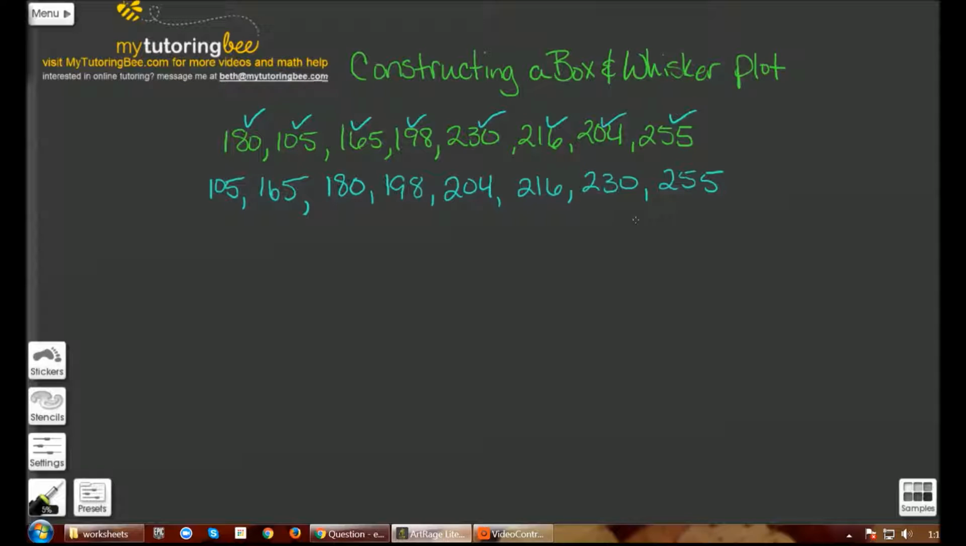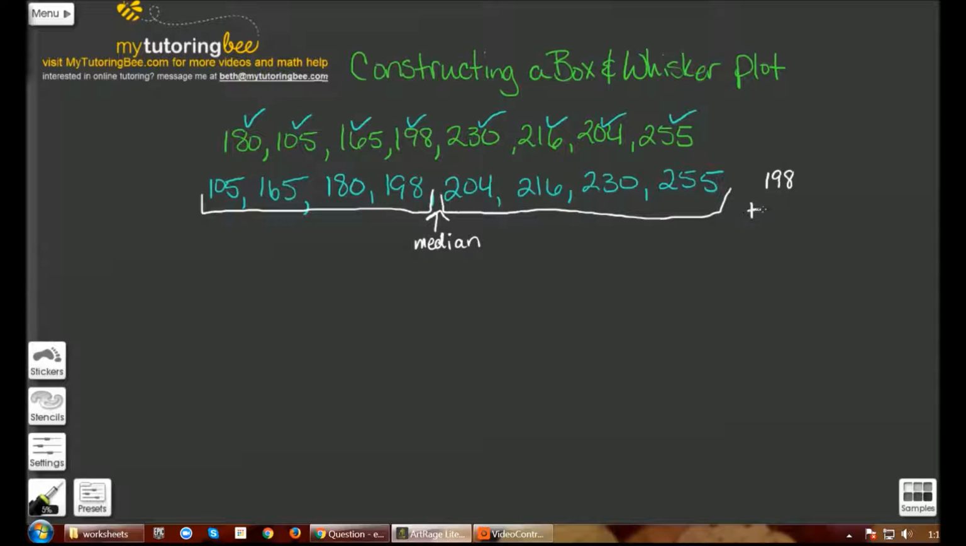Okay, so now the next step is to find the median, and the median is the number that is in between, in the very middle of all of our data points. So since I have 8 data points, that means I have 4 on one side and 4 on the other side. So my median is right here in the middle, in between 198 and 204. So what I have to do to find the median now is to average these two numbers, or find the mean of these two numbers.